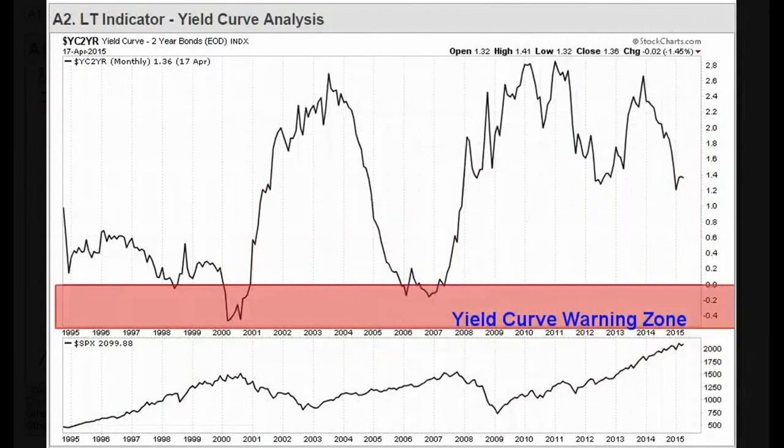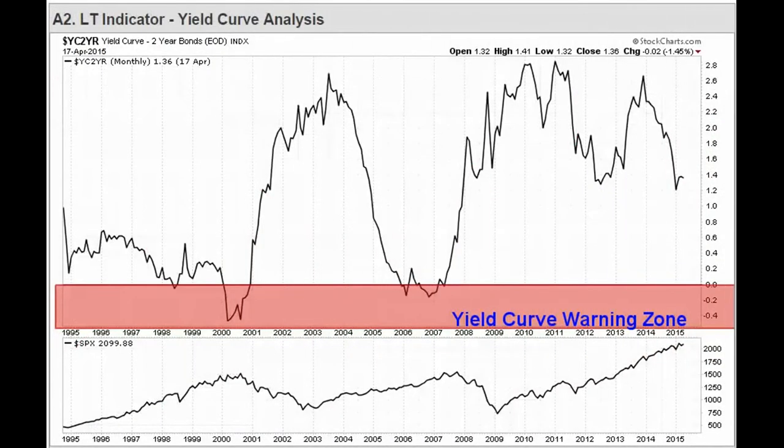The second slide highlights the yield curve on 2-year bonds. In the past, when the black line on the chart drops into the red warning zone, it has occurred near the top of the market. Currently, the indicator is well above the warning zone, but if or when it drops back into the warning zone, we will take that as a signal to become more defensive.